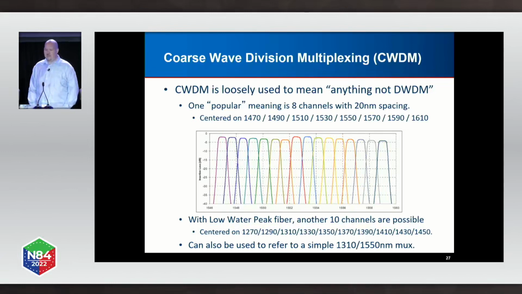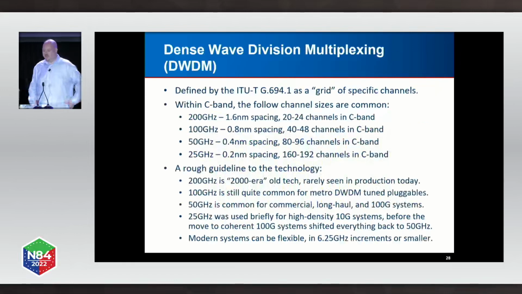You had 8 channels to start with, and then you had low water peak fiber that opened up another 10 channels. So there's all of those things. You'll see these in fiber to the home, and in different applications. But you can also use CWDM to refer to what's called a 1310 1550 mux. You just take those 2 most common bands and put them together as a very simple mux. CWDM really just means anything else. DWDM is the one that is well defined, has standards, has grids, and really means something.